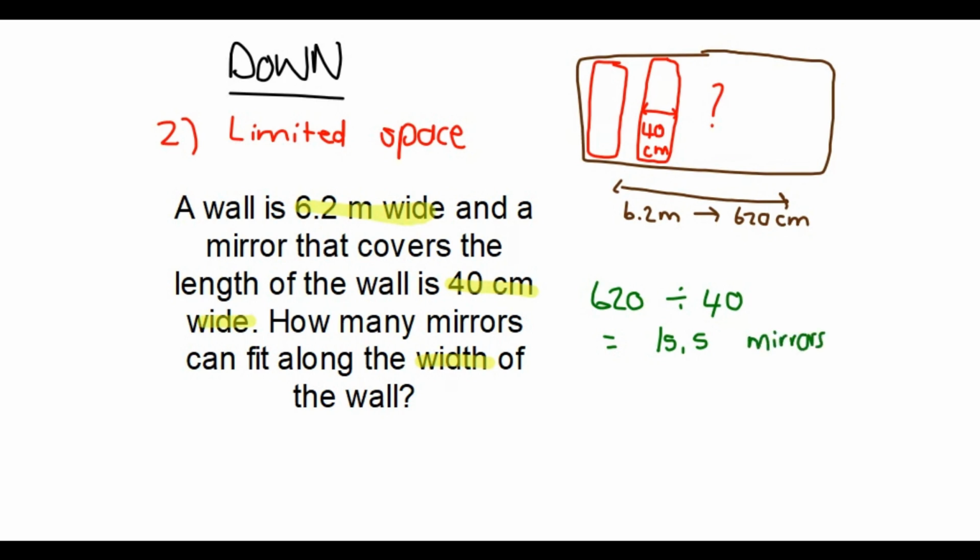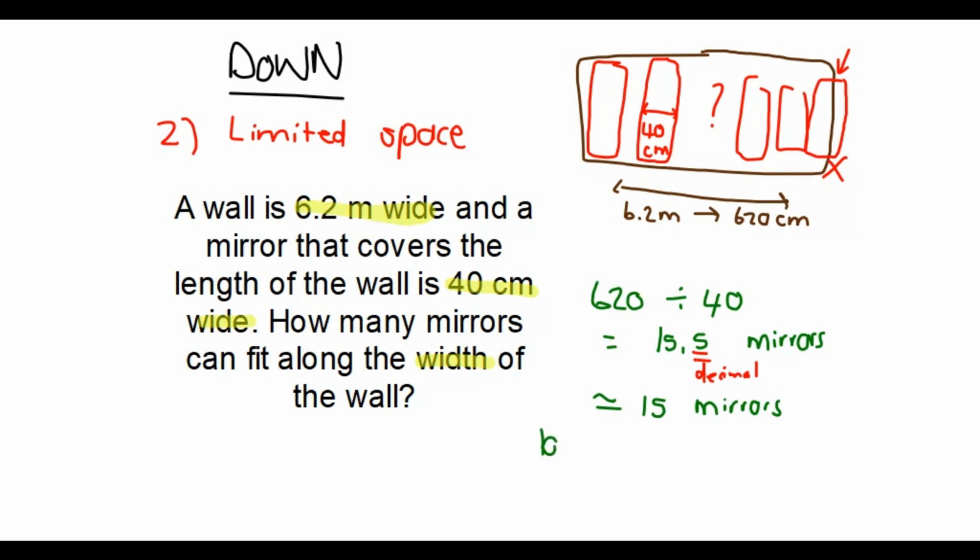Okay, so think about it. You can now fit 15 mirrors in here. However, one of the mirrors will go over the space of the wall. And you can't have that because a wall is a wall, it's a barrier. So you can't have that extra decimal. And in this case, you thus have to round down. Okay, so if I round down, I can only fit 15 mirrors. Okay, once again, why? Because 15.5 won't fit. Right, you have extra.